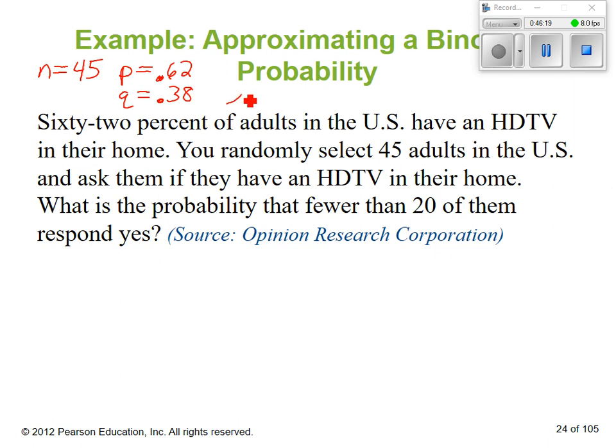Now we need to find the mean. 45 times 0.62. What's that give us? 27.9. And then we need to find the standard deviation, which is the square root of 45 times 0.62 times 0.38. 3.26? Yes.